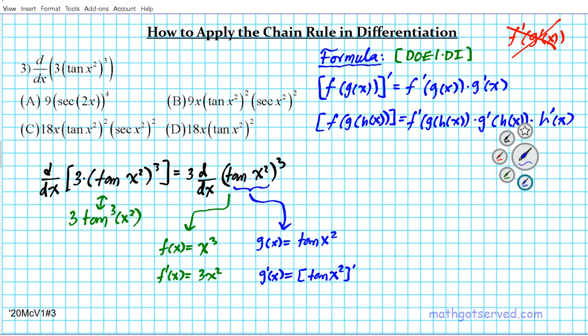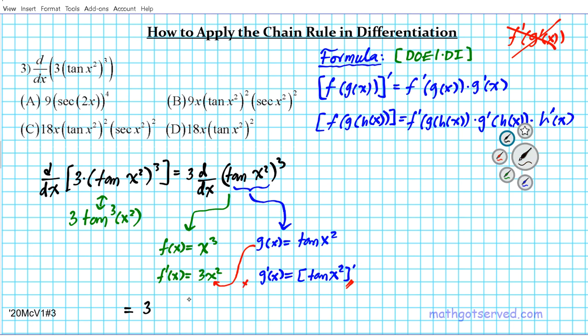Applying the chain rule, this derivative in its intermediate form is going to be, don't forget the 3, times the derivative of the outer evaluated at the inner. So we're going to take the inner function and plug it into the derivative of the outer function, that's the DOE, and then we'll multiply that by the derivative of the inner function, which is another chain rule.